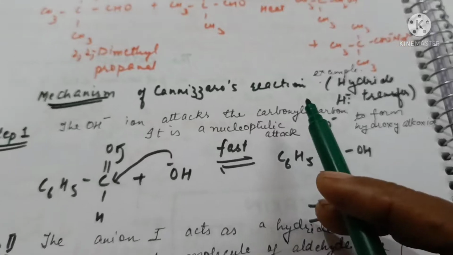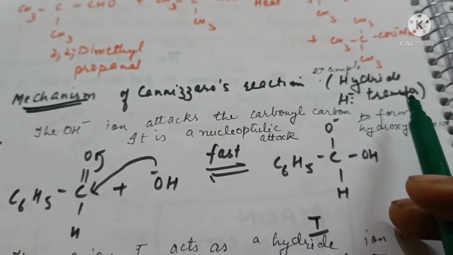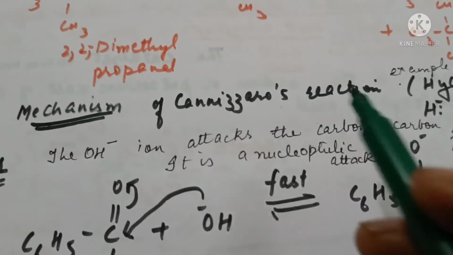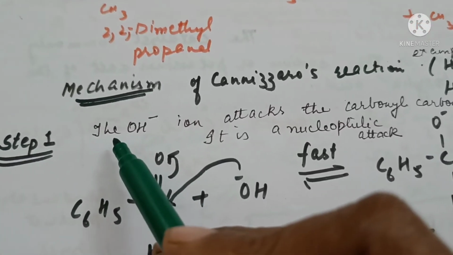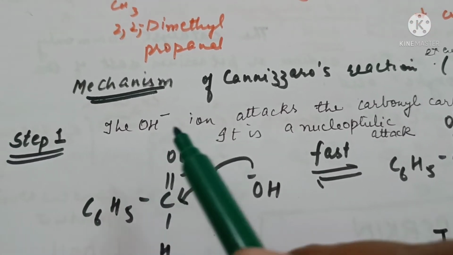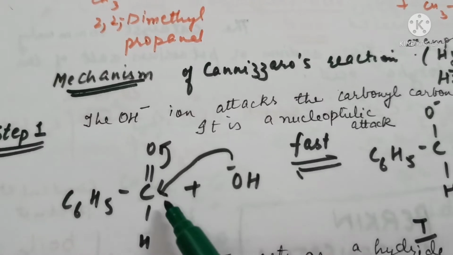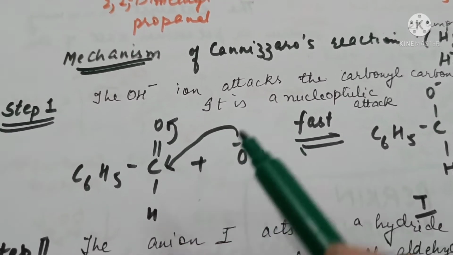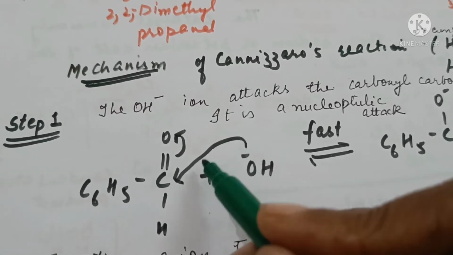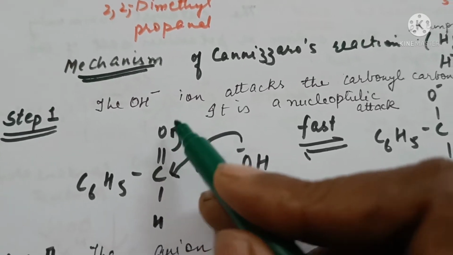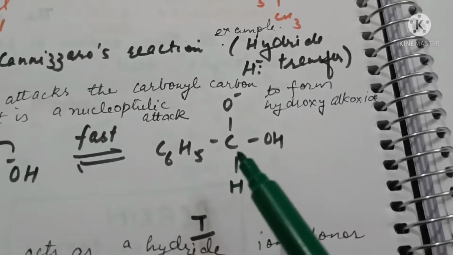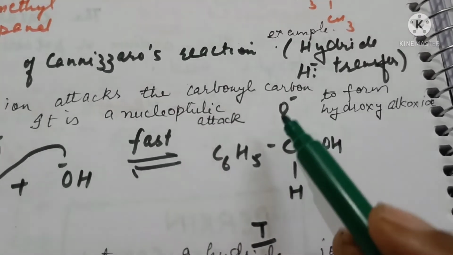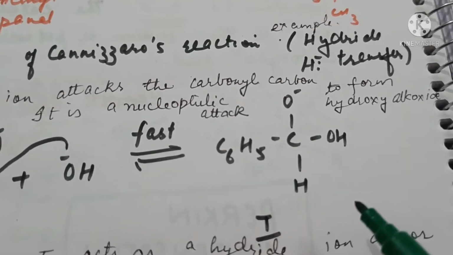Mechanism of the Cannizzaro reaction. It is an example of hydride transfer. Step 1 is that the hydroxide ion will attack the carbon of the carbonyl group. It is a nucleophilic attack. This hydroxide ion attacks here. These electrons go up to form this alkoxide, a hydroxy alkoxide ion.